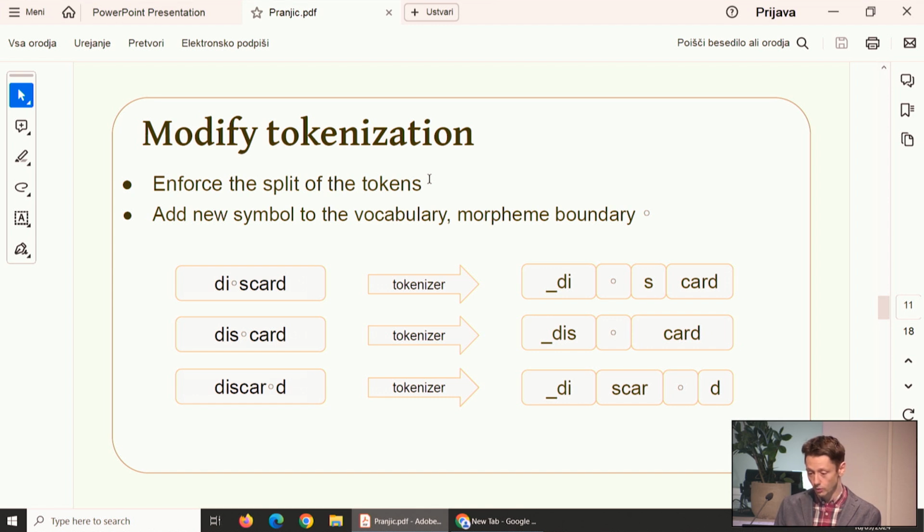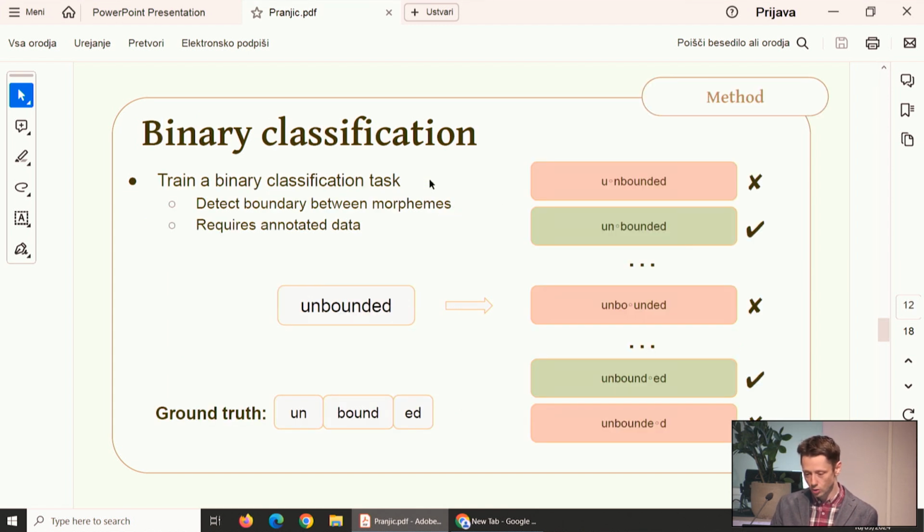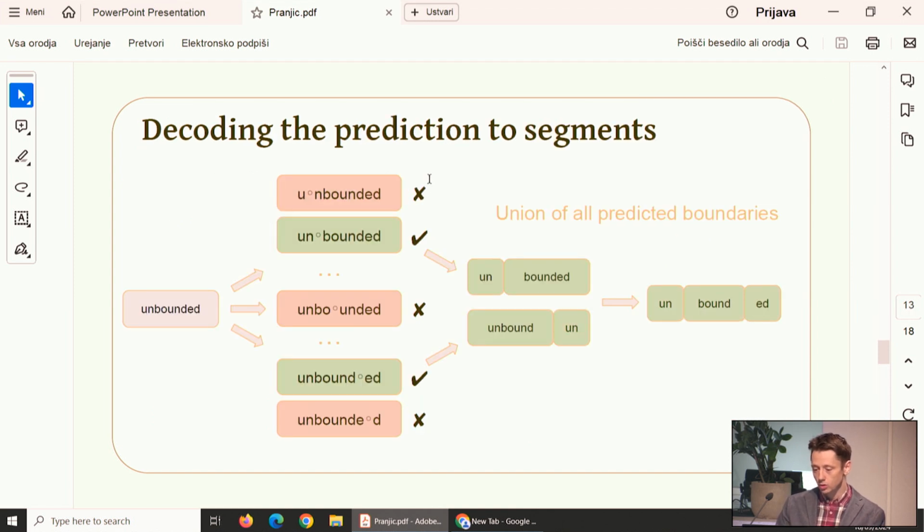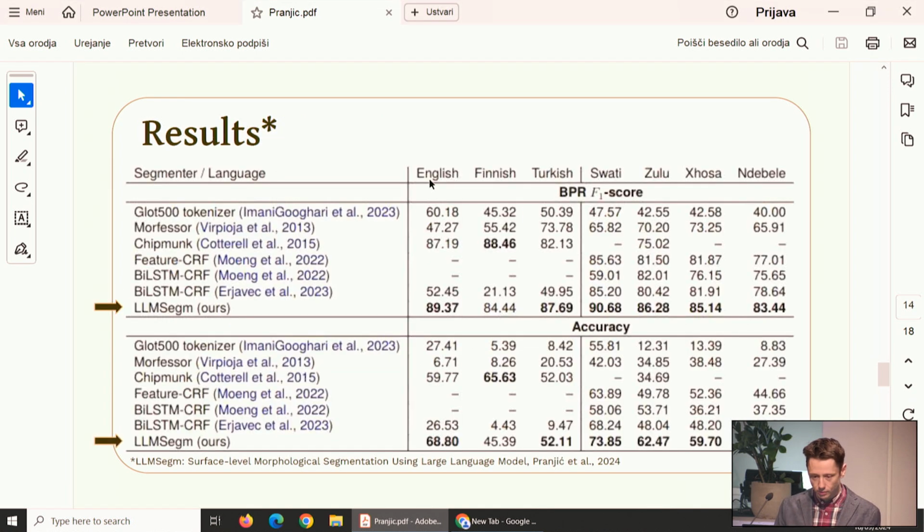So we modify it by inserting a special character in each position of the word, and try to teach the model to guess which of those are correct. For example, for this word unbounded and the different places where the break is inserted, we teach it: this is a wrong place, this is a correct place, and finally we can union all of those predicted boundaries into our result. So these are short results that we presented this year at the LREC conference.